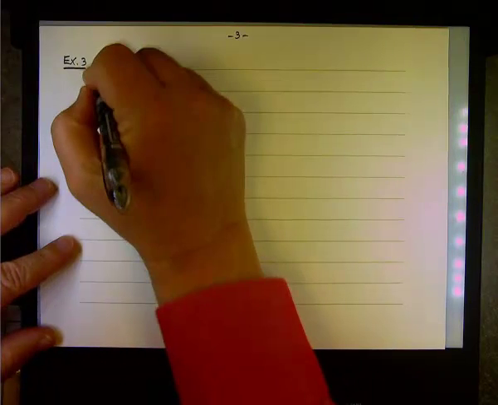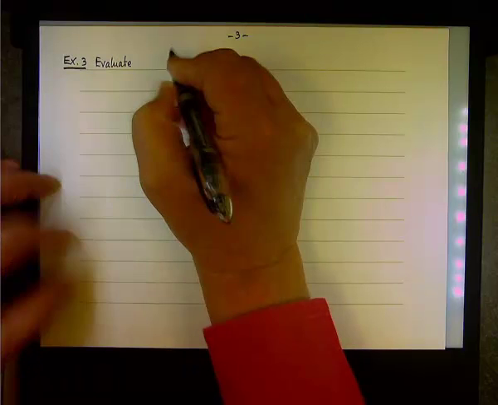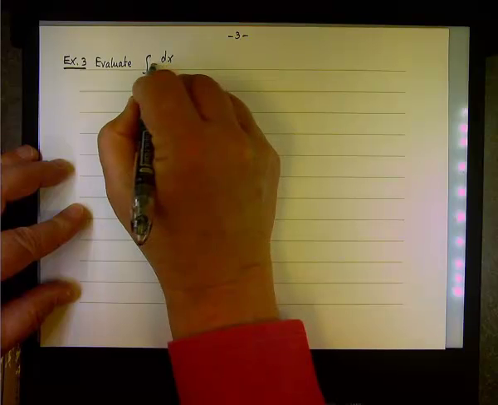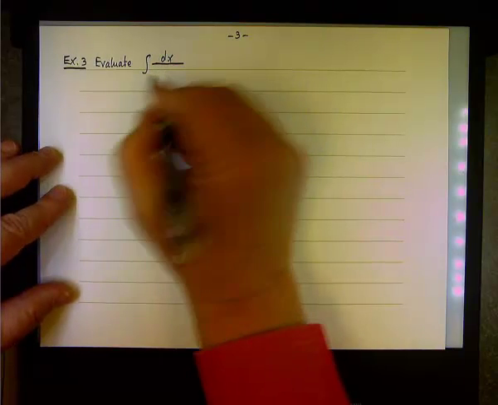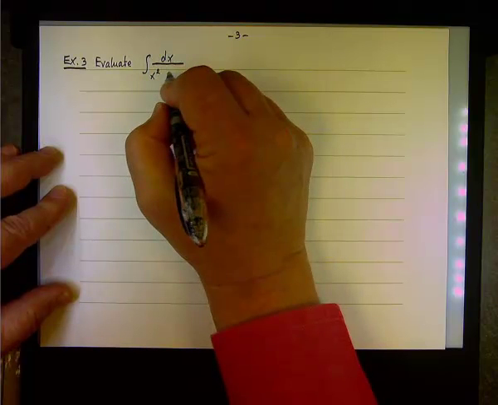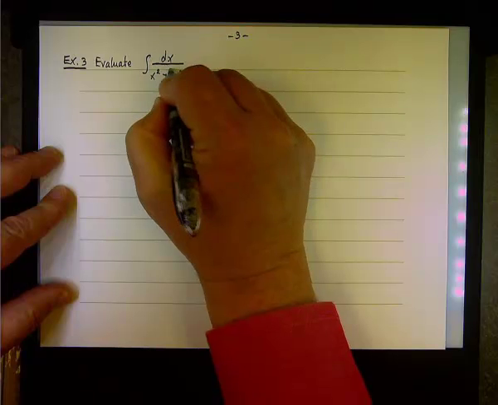In example number 3, we need to evaluate the following integral. In this case, we're going to have the radical in the denominator. So we're trying to evaluate the integral of dx over x squared times the square root of x squared plus 4.